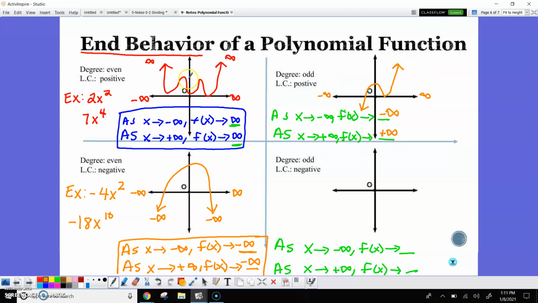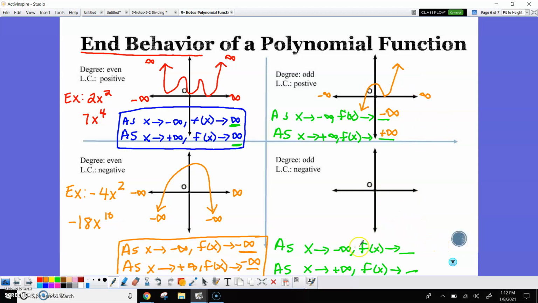So here you can tell with the even, both of these are going in the same place, infinity, infinity, negative infinity, negative infinity. But with the odd, it's going in opposite directions. One's going towards negative, the other one's going towards positive. So when you look at your graphs, you can easily tell whether it's odd or even simply by looking at the ends. Are the ends facing in the same direction? Then it's even. If the ends are facing in opposite directions, then it's odd.